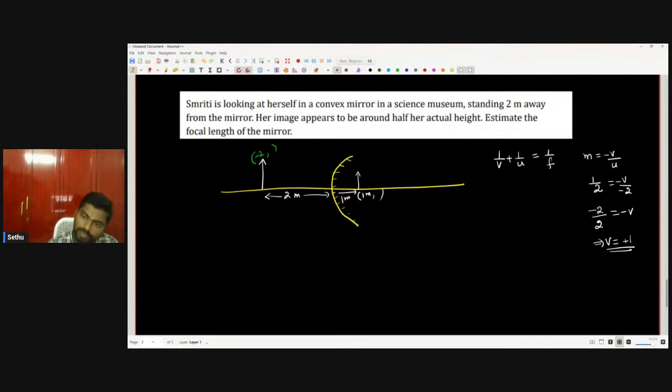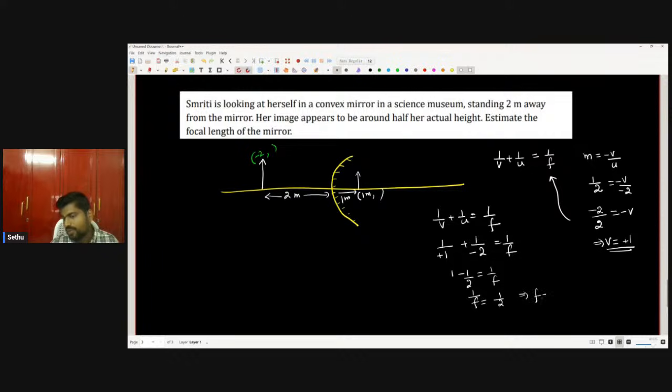But you need to figure out what is the focal length. So what would you do? 1 by v plus 1 by u is equal to 1 by f. Remember that v, u, f are all coordinates. V is image coordinate, u is object coordinate, f is focus coordinate. So 1 by plus 1 plus 1 by u, u is -2, must be equal to 1 by f. Now what do we end up getting? 1 minus 1 by 2 is equal to 1 by f. 1 by f is basically 1 by 2, which implies f is equal to plus 2 meters. So the focal length is plus 2.